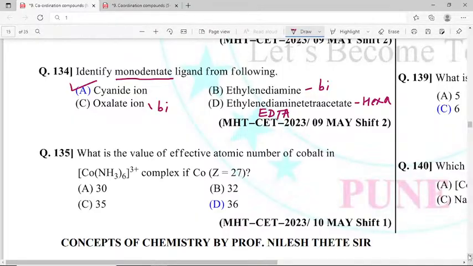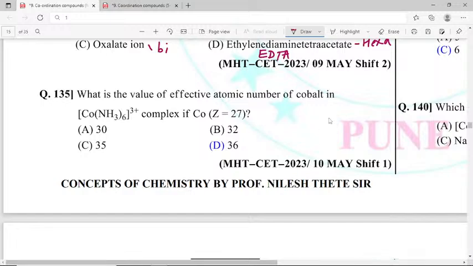Next, what is the value of the effective atomic number of cobalt in the complex? Cobalt has atomic number 27, minus oxidation number plus 3, plus the number of electrons donated, 12. So this is 24 plus 12, a value of 36.